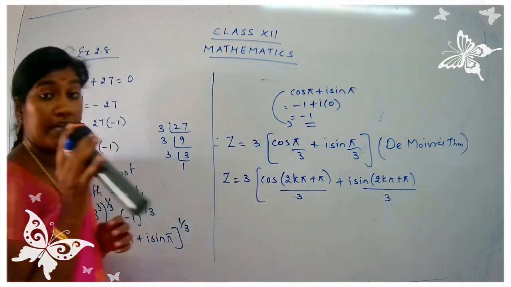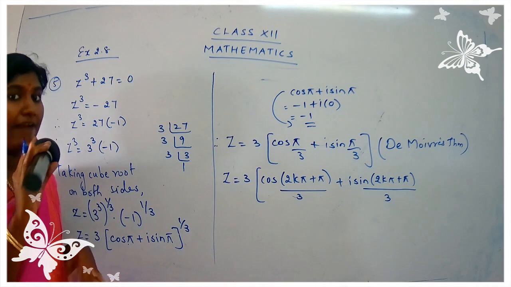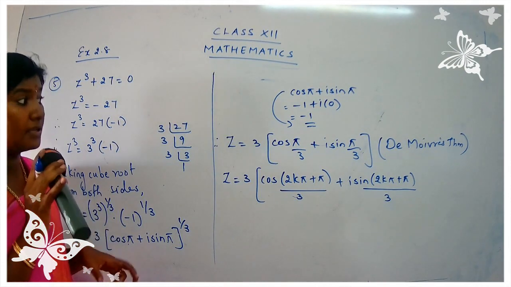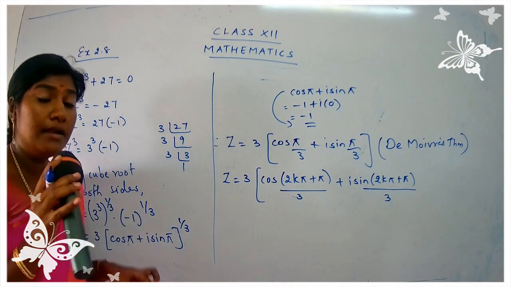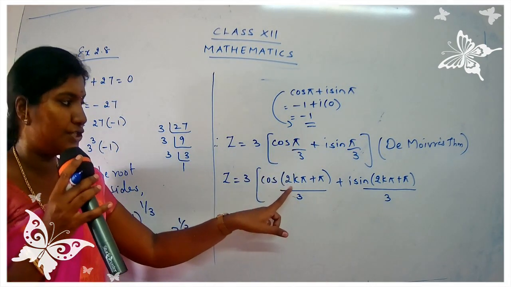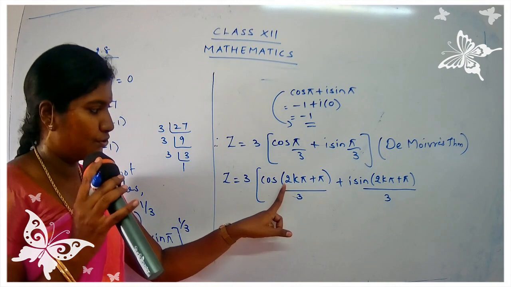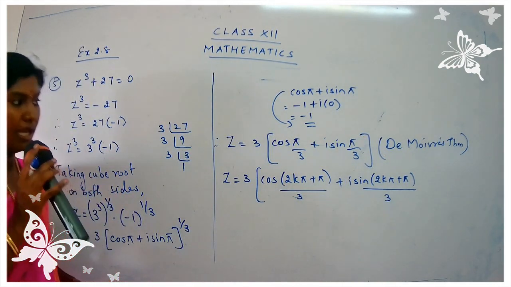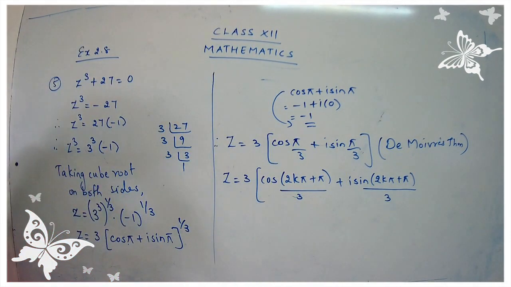Here we are just writing the alternate form. We have one more way of writing the polar form. How do you write that? Just add 2k pi to the angle. So what is the angle here? It's pi upon 3. So you are just going to add 2k pi: cos of 2k pi plus pi upon 3 and sin of 2k pi plus pi upon 3.